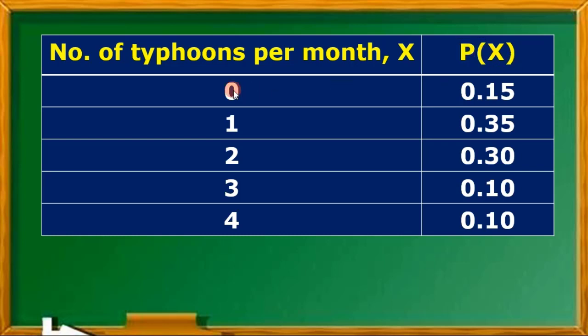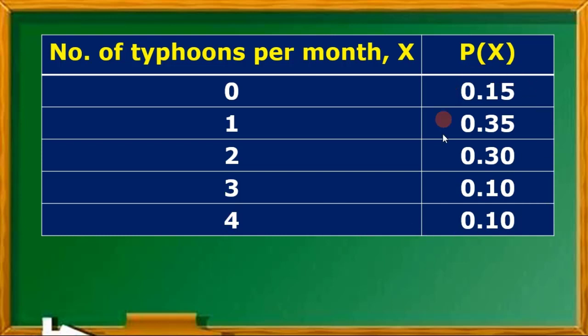For 0 typhoons in a month, that's 15%. 1 typhoon in a month, that's 35%. 2 typhoons in 1 month, that's 30% occurrence. 3 typhoons, that's 10%. And 4 typhoons, that's 10%.